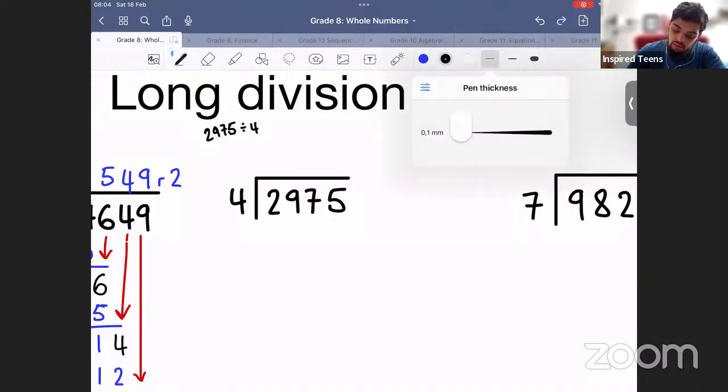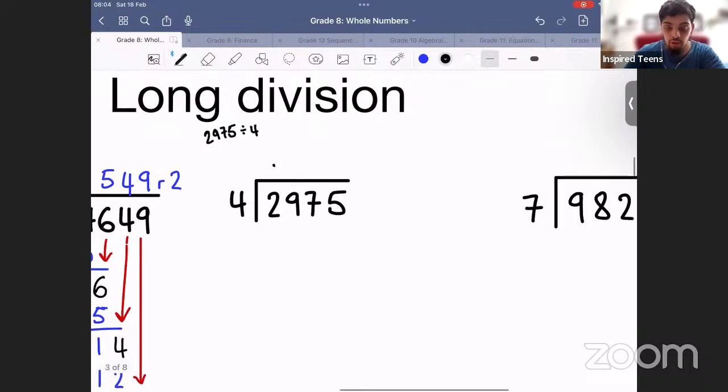In this case, how many times can 4 go into 2? 4 cannot go into 2. When you have the first number that our number cannot go into, we just place a dot. Thereafter, we work with the next two numbers, 2 and 9. So now we're no longer working with 2, we're working with 29 as a whole.